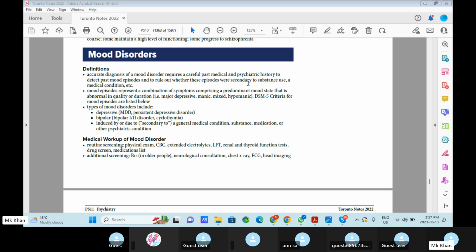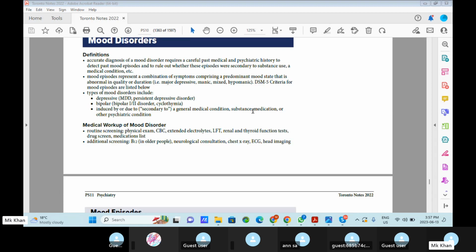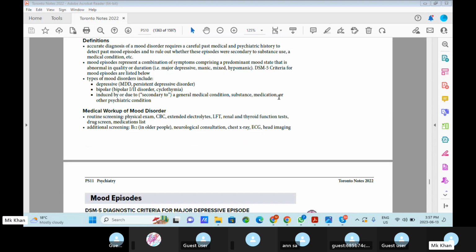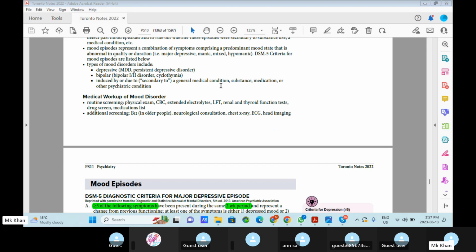Then, the same thing, we have to rule out substance use and other medical conditions. Mood episodes represent a combination of symptoms, with a predominant mood that is abnormal in quality or duration. This is important to diagnose whether the patient is having a major depressive episode, manic episode, mixed or hypomanic episode. According to DSM-5 criteria, we will check how we can distinguish these things.